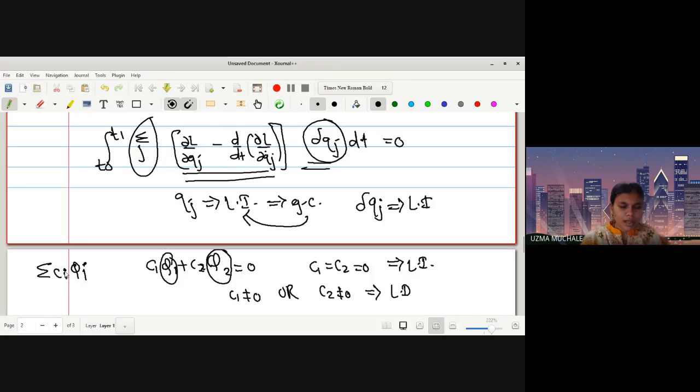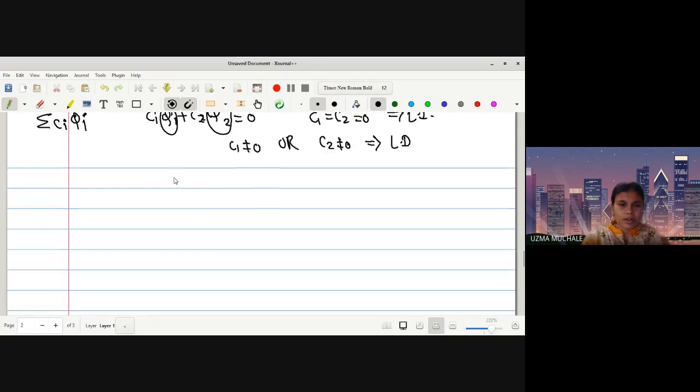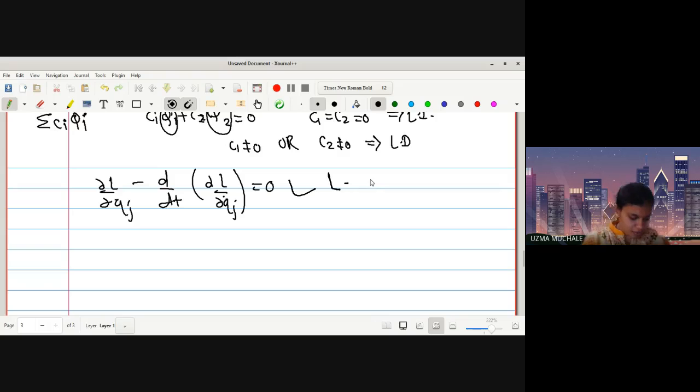So here if C1, C2 are 0, we say that they are linearly independent. So if Qj's are linearly independent, then this constant will be equal to 0. And hence we can say that the whole term, that is dou L by dou Qj minus d by dt of dou L by dou Qj dot, will be equal to 0. And hence this is nothing but your Lagrange's equation of motion. Okay.